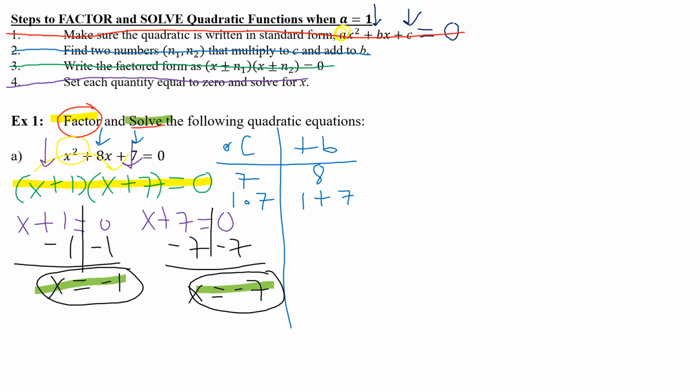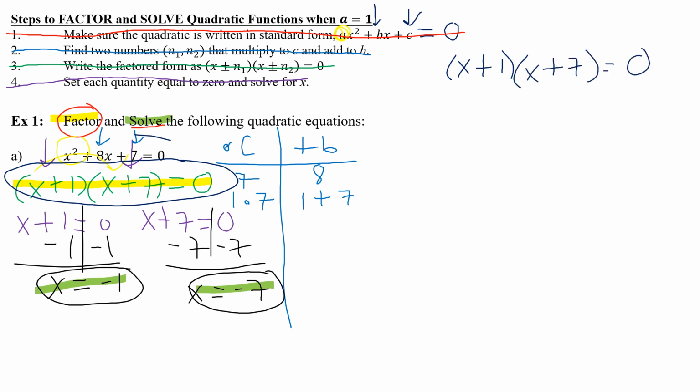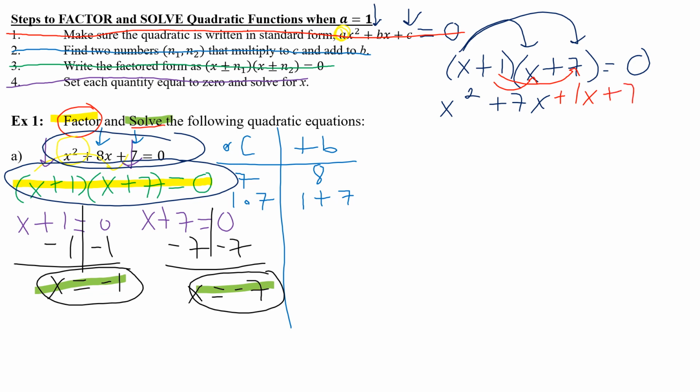Let me just prove to you that this really is a factor form. So I'm telling you that if I take x plus 1 as a factor and I multiply it by the quantity x plus 7 equals 0, I should end up with this again. So let's distribute like we did in the previous target. x times x will give me x squared. x times 7 will give me a positive 7x. 1 times x is a positive 1x. 1 times 7 is a positive 7, still equal to 0.